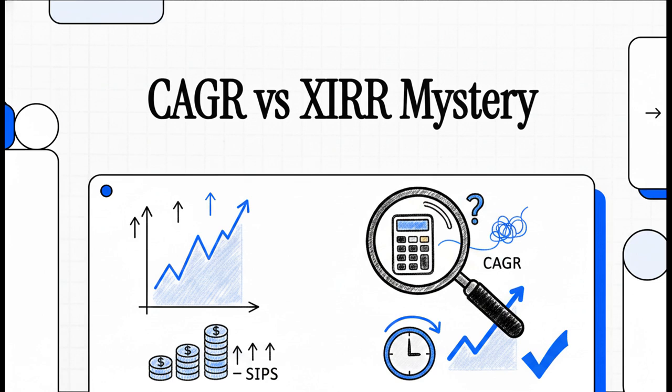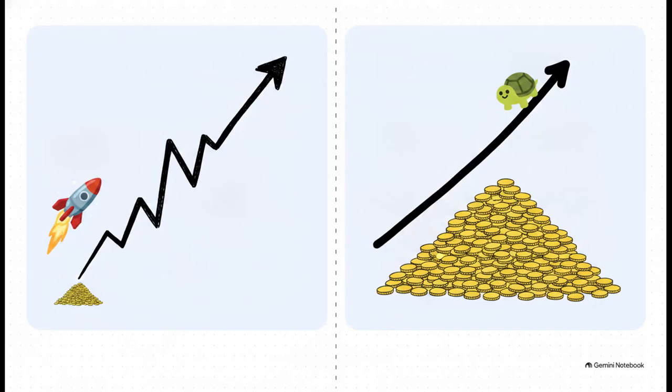Today, we're going to look at the data together, play a little bit of financial detective, and completely decode the SIP return mystery. By the end of this, we're going to finally figure out what acronyms like CAGR and XIRR actually mean for your hard-earned money. Okay, let's dive right into this.